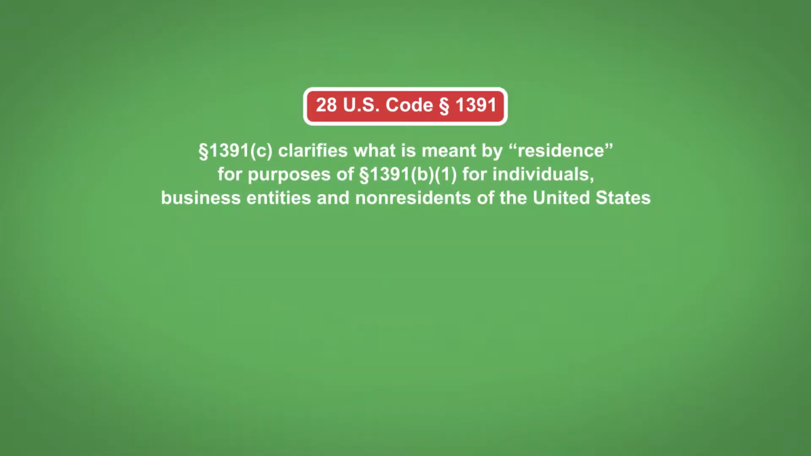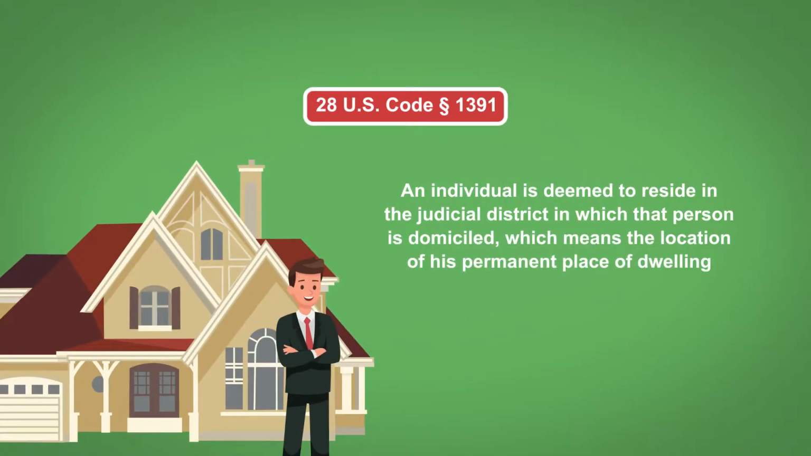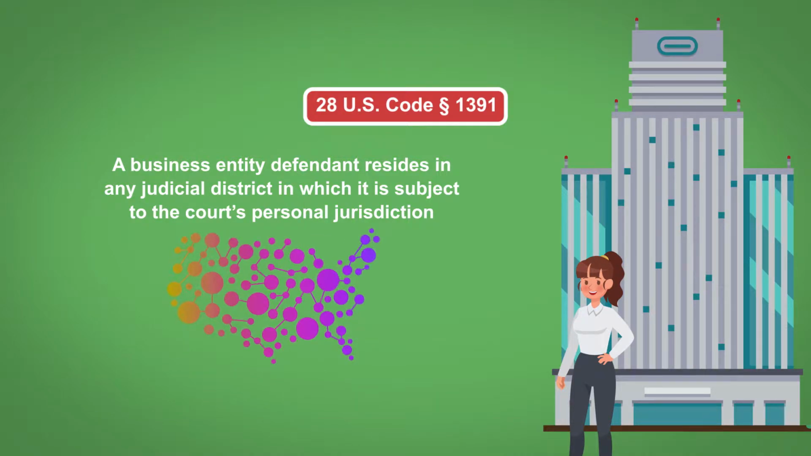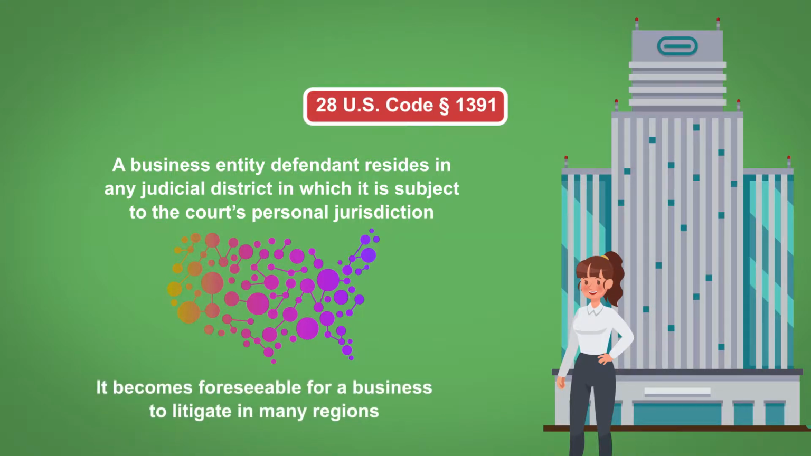1391(c) clarifies what is meant by residence for purposes of 1391(b)(1) for individuals, business entities, and non-residents of the United States. An individual is deemed to reside in the judicial district in which that person is domiciled, which means the location of his permanent place of dwelling. A business entity defendant resides in any judicial district in which it is subject to the court's personal jurisdiction. This has wide-ranging ramifications for a business that conducts commercial activities across the United States, because it becomes foreseeable for a business to litigate in many regions.